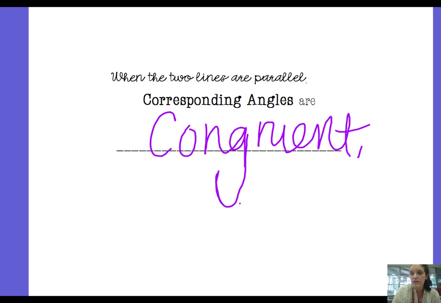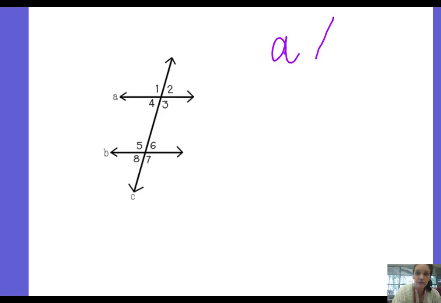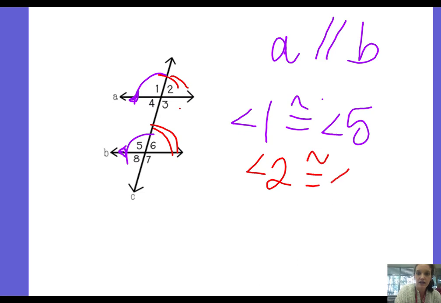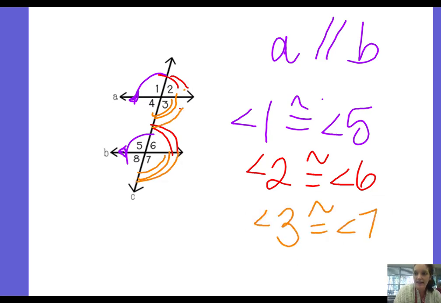So if I told you A was parallel to B, we could say angle 1 and angle 5 are congruent. We could say angle 2 and angle 6 are congruent. We could say angle 3 and angle 7 are going to be congruent. And we can say angle 4 and angle 8 are going to be congruent.